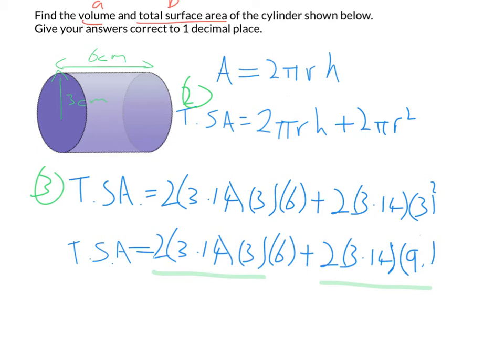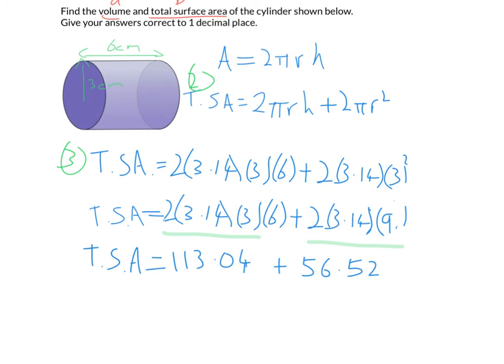So our left hand term simplifies to 113.04. Our right hand term simplifies to 56.52. When we add these two terms together, we get 169.56.